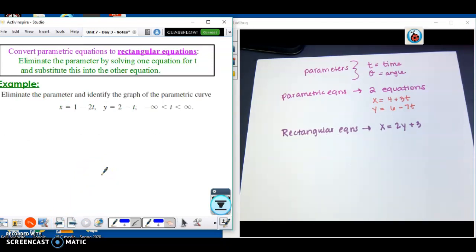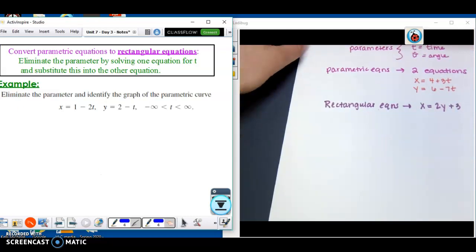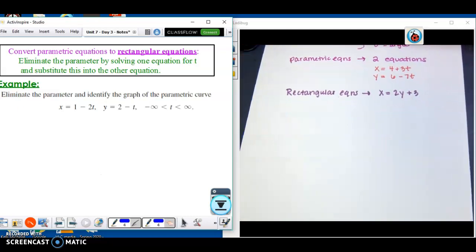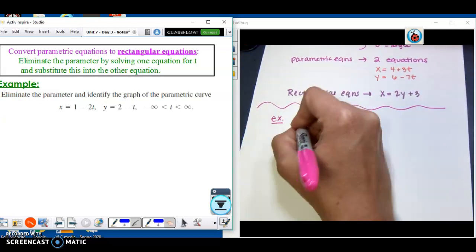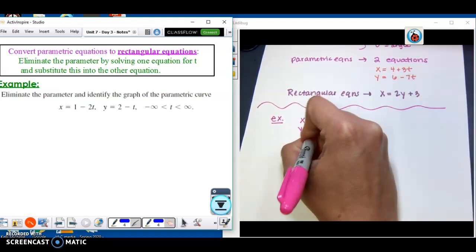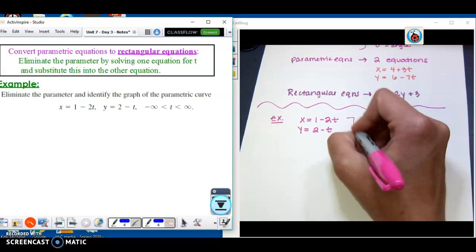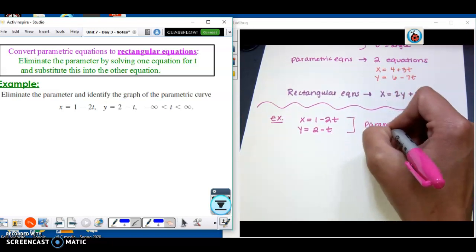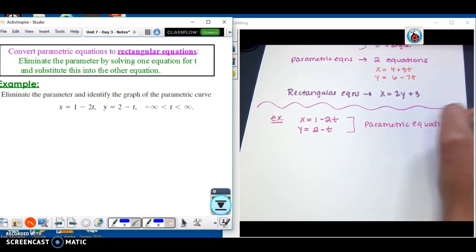So for our first example here, we want to eliminate the parameter, and then figure out what type of curve they're actually talking about. They're giving us x equals 1 minus 2t, and y equals 2 minus t. I want you to think about this before we do anything else. These are called parametric equations because we have this extra parameter, t, and we have these two equations. Our goal is to change this back to the rectangular equation.